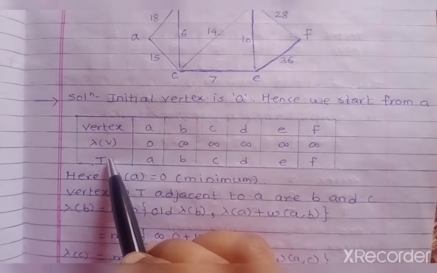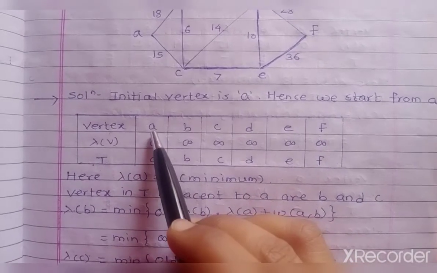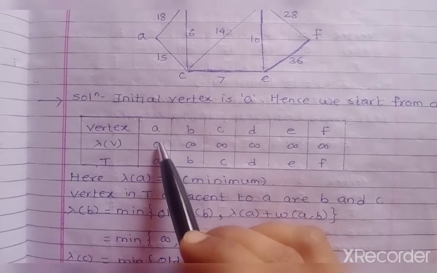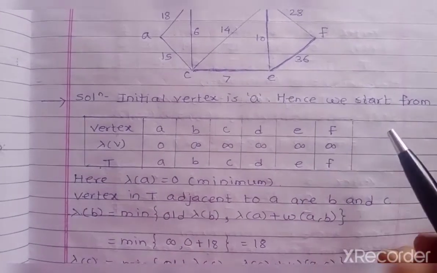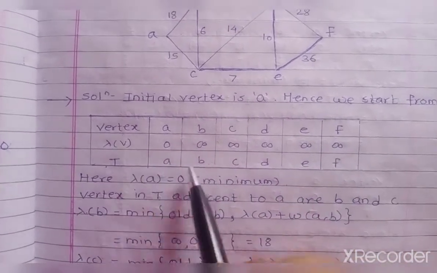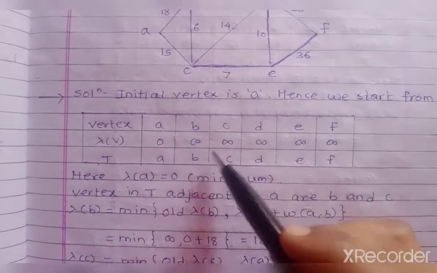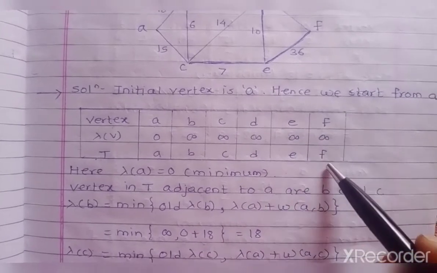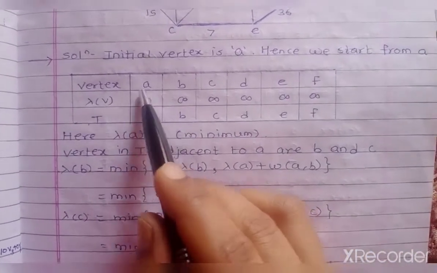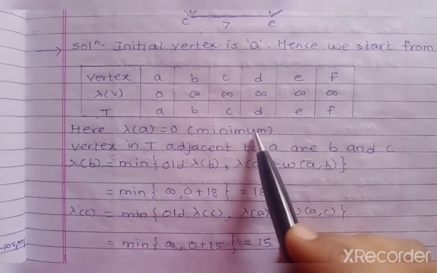When we start our procedure, no distance is fixed from the vertex A. So when we start from the vertex A, its distance from itself becomes 0, and from A to the others is not known, so we write infinity. First of all, no vertex is fixed, so we write all vertices as they are: A, B, C, D, E and F. Among these lambda of V values we check which one is the minimum. So lambda of A equal to 0 is the minimum.